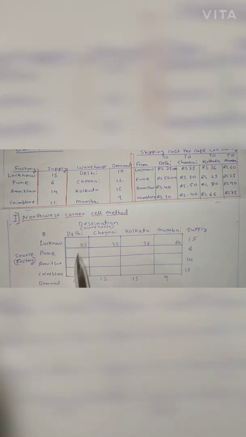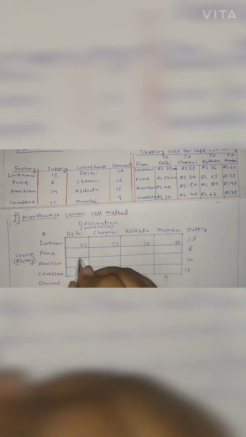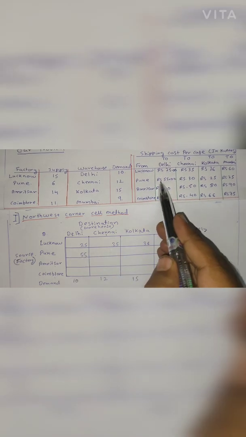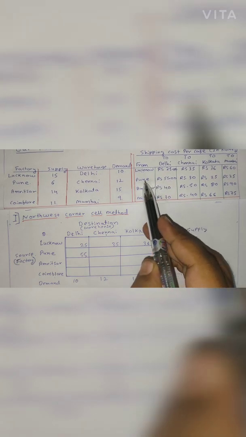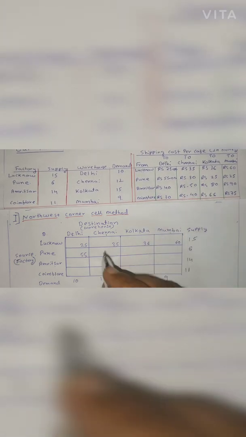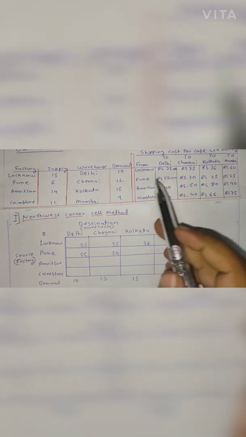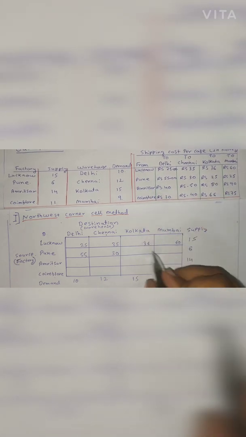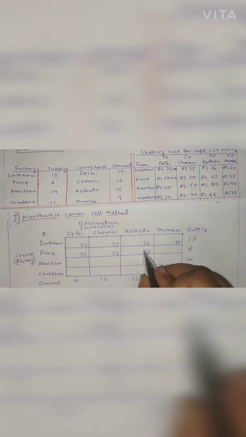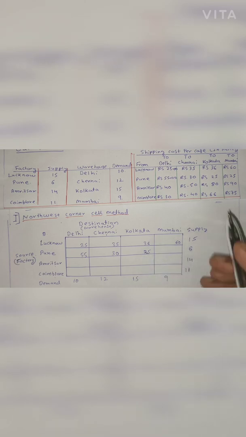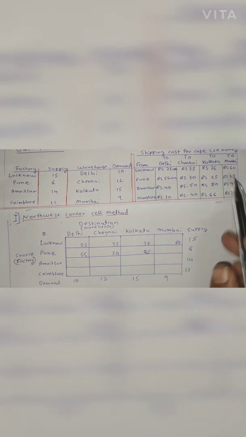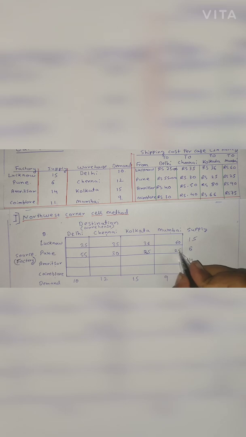From Pune to Delhi it is 55 rupees. You can see Pune to Delhi is 55 rupees. From Pune to Chennai it is 30 rupees. From Pune to Kolkata it is 25 rupees. From Pune to Mumbai it is 25 rupees.